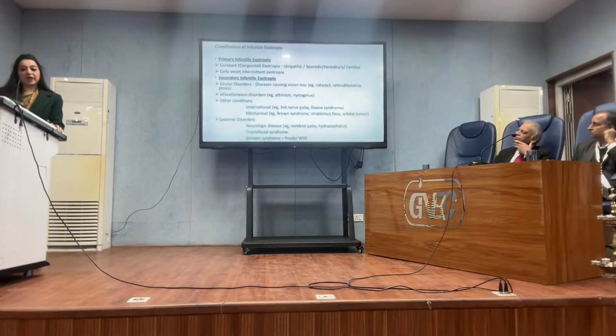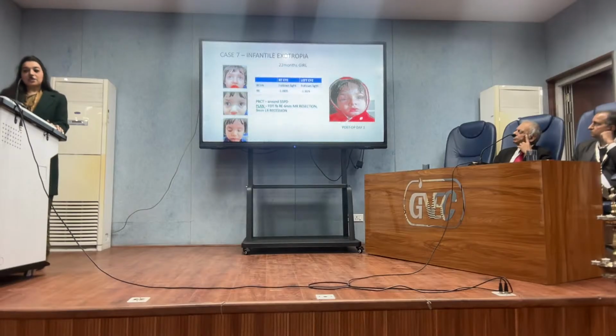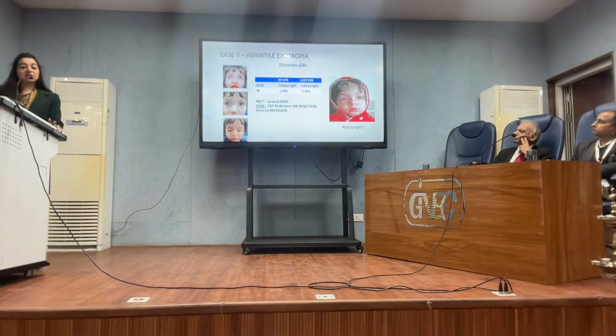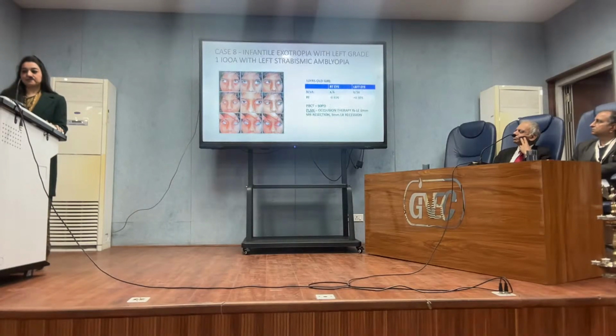This can again be primary and secondary. So this was a case of a 22 months girl, both eyes following light, with -1 diopter of refractive error. She was around 55 PD. So an FDT was done to see for any restriction, and the surgery was performed thereafter. This was after ruling out any neurological or sensory deprivation.